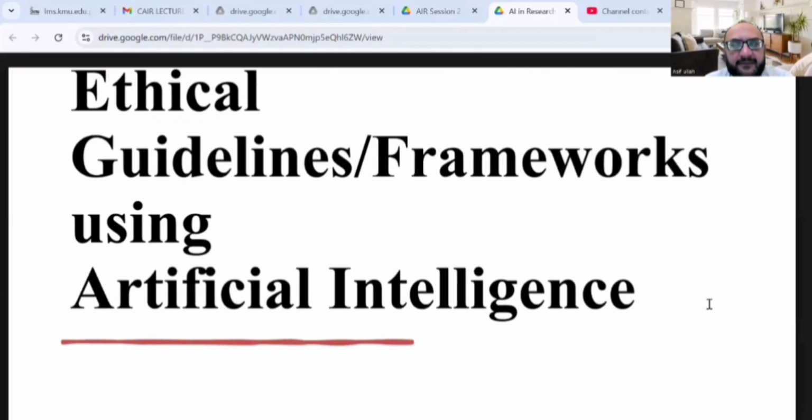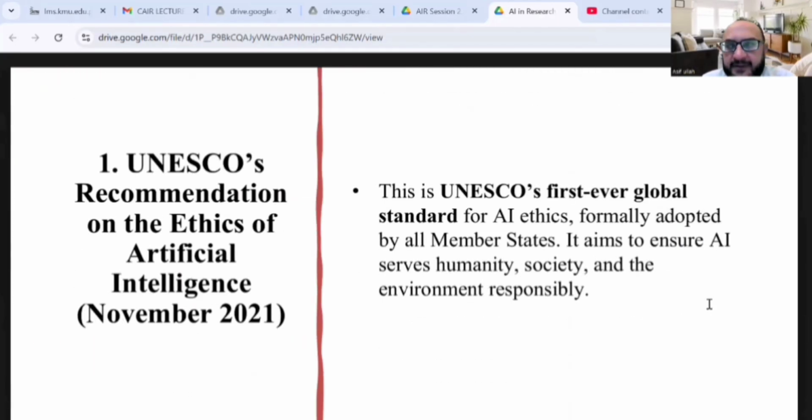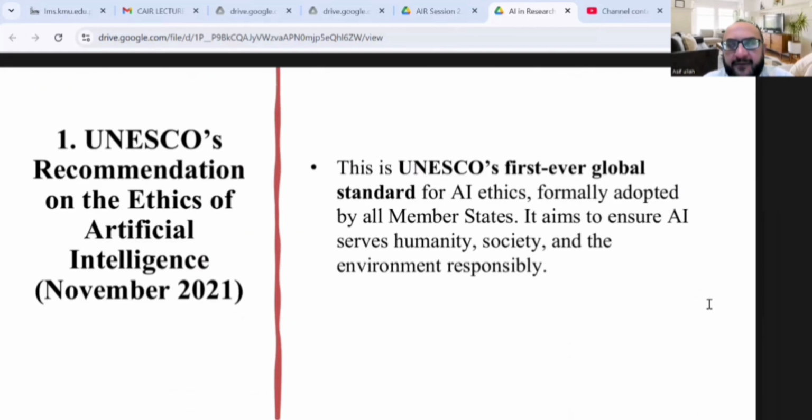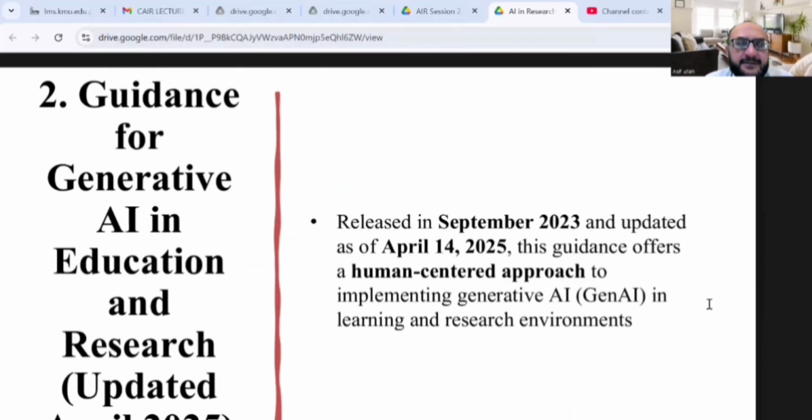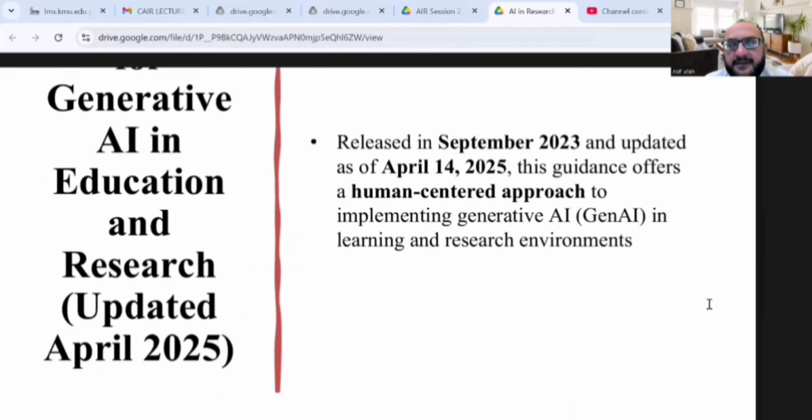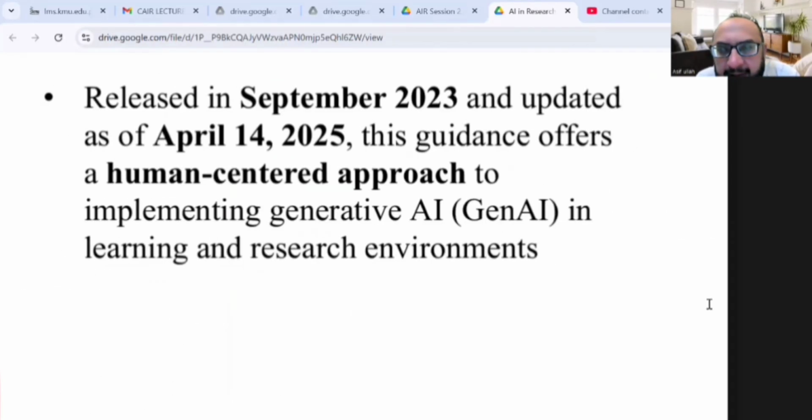Ethical guidelines and frameworks for using AI. UNESCO recommendations on the ethics of artificial intelligence 2021, the first ever global standard for AI ethics, formally adopted by all member states, aims to ensure AI serves humanity, society, and the environment responsibly. There is also UNESCO guidance for generative AI in education and research, updated in April 2025. This guidance offers a human-centered approach to implementing generative AI, Gen AI, in learning and research environments.